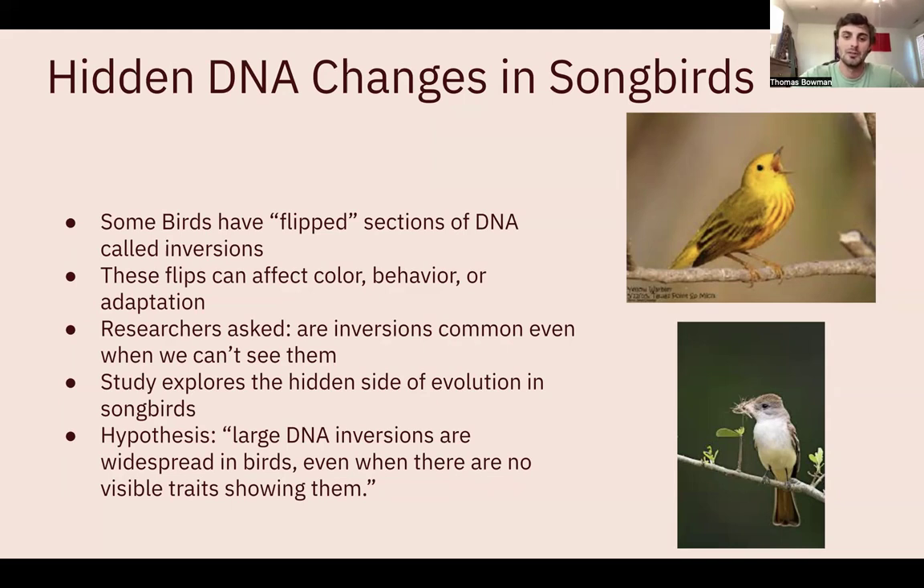The researchers of this study hypothesized that large DNA inversions are widespread in birds, even when there are no physical traits showing them. These flips can sometimes cause big differences in appearance or behavior, like changing feather color or migration patterns.